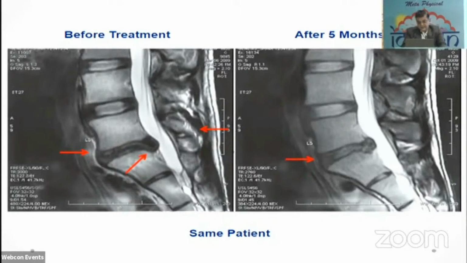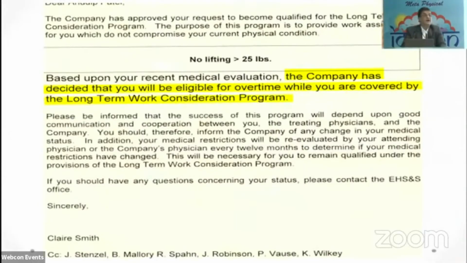Now look at this, increased whiteness of the disc. Look at this, the reduced bulge. You can appreciate interspinous space now. Now I asked him to send me a testimonial on how he's feeling about it.